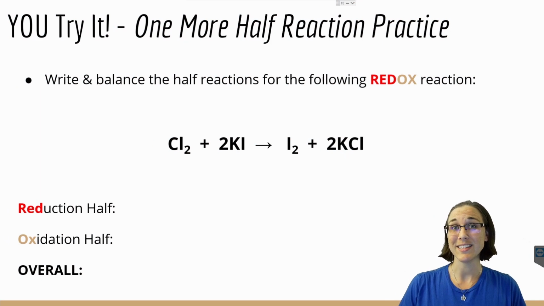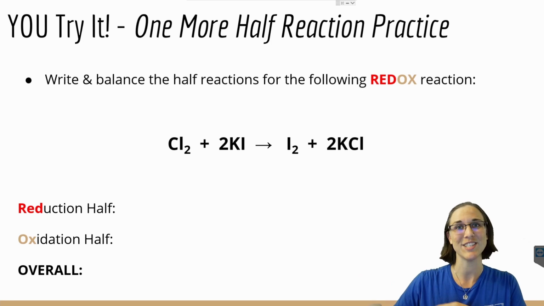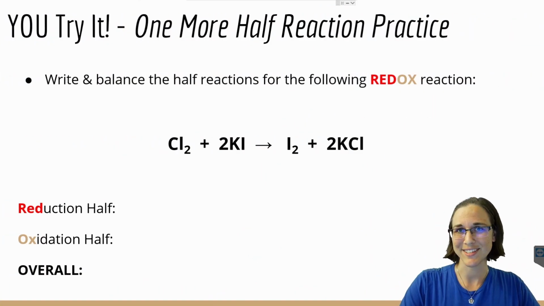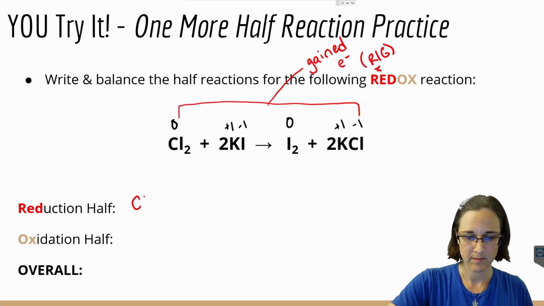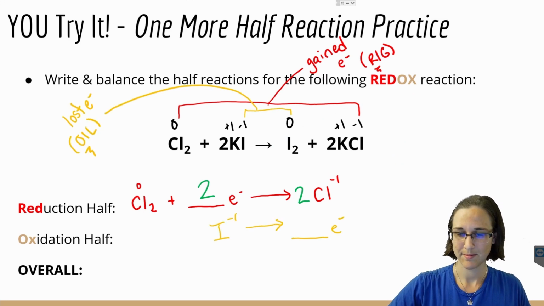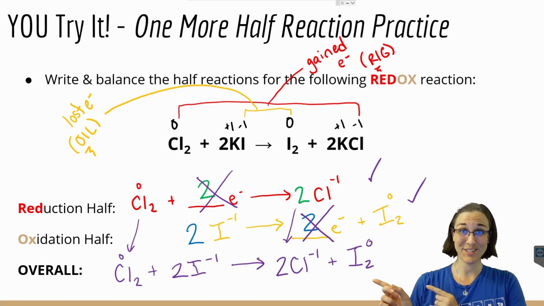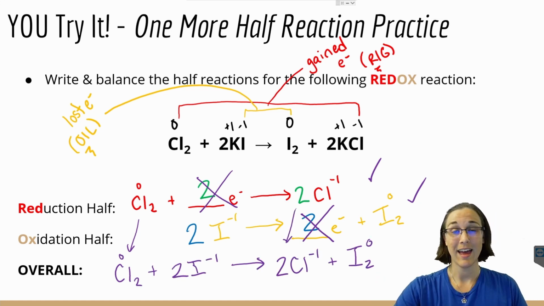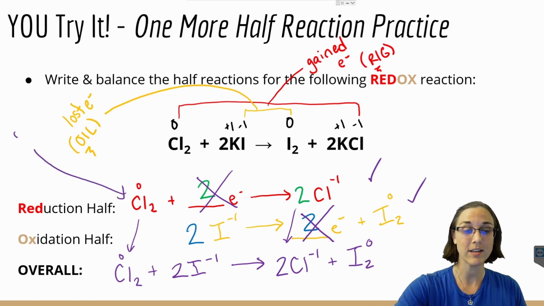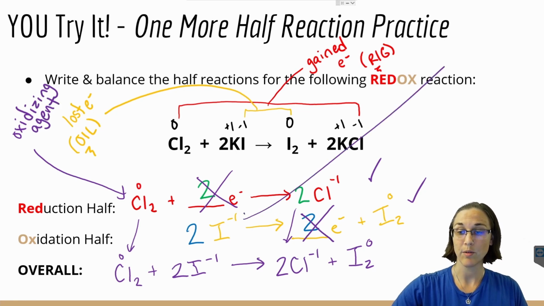Here's the last practice for this lesson. Go ahead and pause the video here and see if you can split this redox reaction into its half reactions. Ready? Go! Let's check your answer. Now that should have been your final overall reaction. Again, in this case, the reduction half, the chlorine here, would be the oxidizing agent, while the iodine in this case would be the reducing agent.